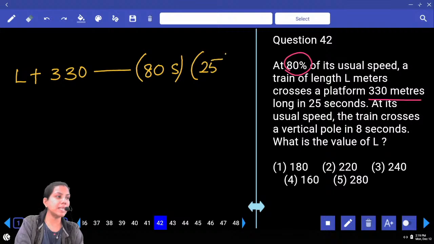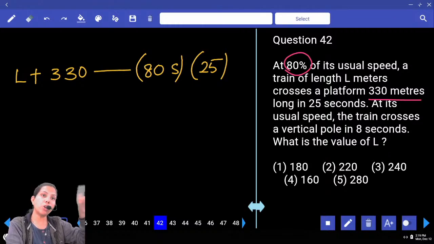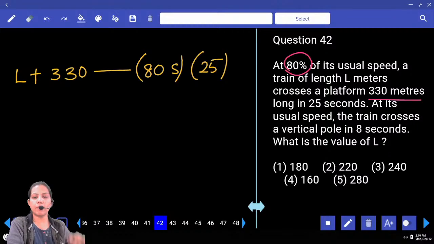Understood? What is L plus 330? Length of the train plus platform. Length of the train L, 330 platform. Distance is equal to speed into time. Speed, not the original speed. It is only 80% of the speed. And the time is equal to 25 seconds.